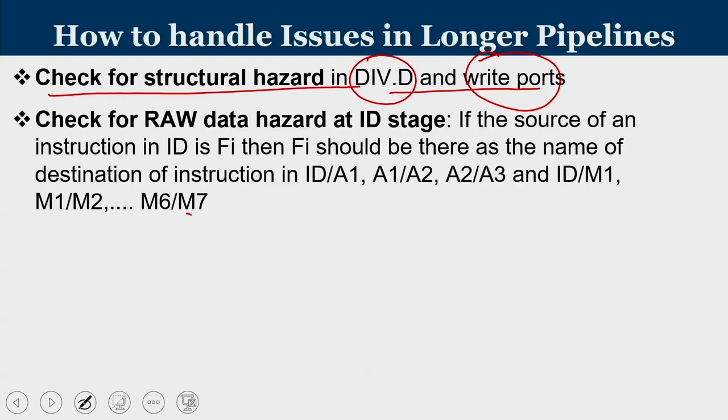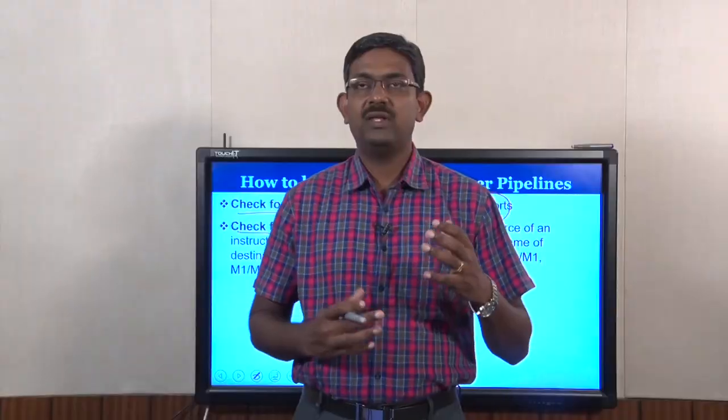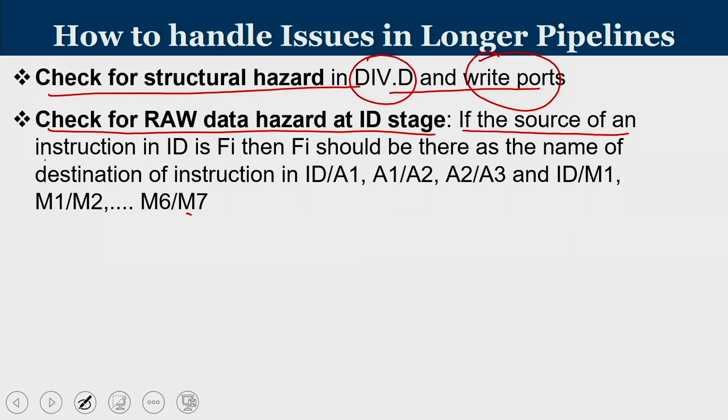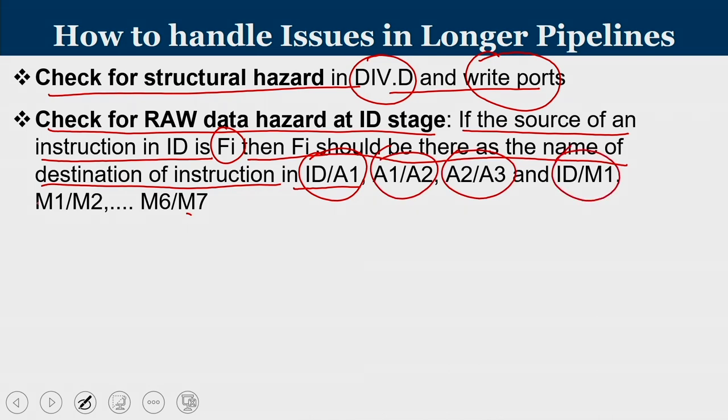Then you have to check for RAW data hazard, read after write hazard, at the ID stage. How can you essentially find it out? There is a RAW hazard between a pair of instructions if the source of an instruction in ID is Fi, let us say the name of the register is Fi. Then Fi should not be there as the name of the destination register of some other instruction which is there in ID/A1, A1/A2, A2/A3, or ID/M1, M1/M2, like that.